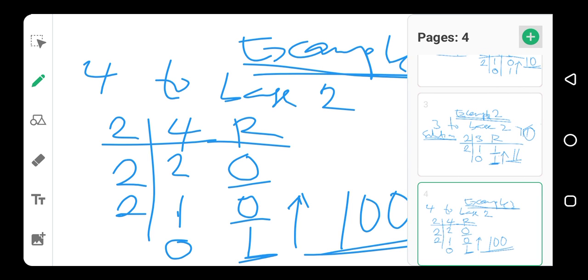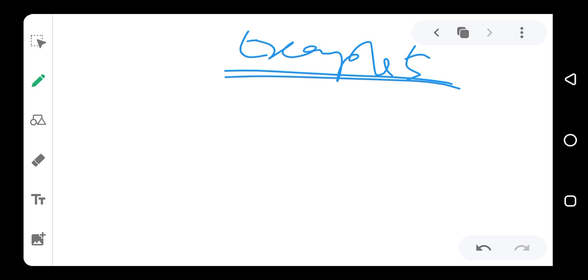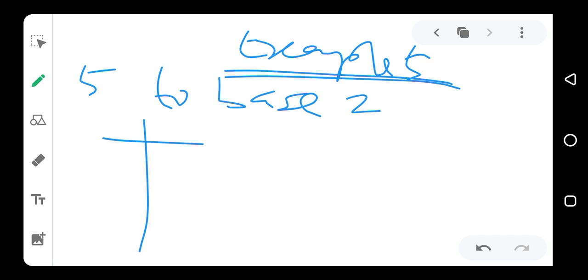Now example 4. If we have 5 and we want to convert it to base 2, 5 in base 10 to base 2, we write the 5 here, and then we divide it by 2, and then we put our remainders here.